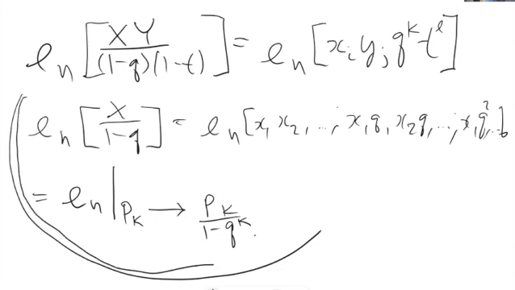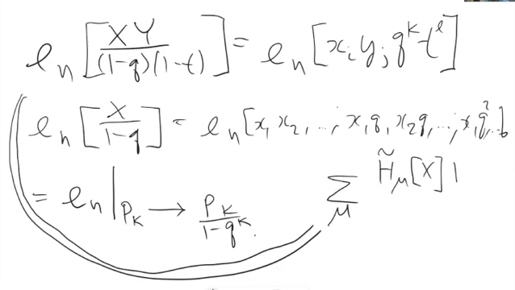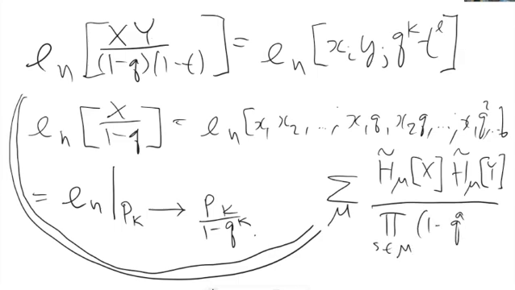Another way to say this expression is that it is the sum over all mu of H mu tilde of x, H mu tilde of y, divided by the norm squared of H mu tilde, which is also given by the product over all boxes of 1 minus q to the power of the arm length, leg length, etc. This denominator is the inner product of H mu with H mu in the Macdonald product. Okay, so far so good?